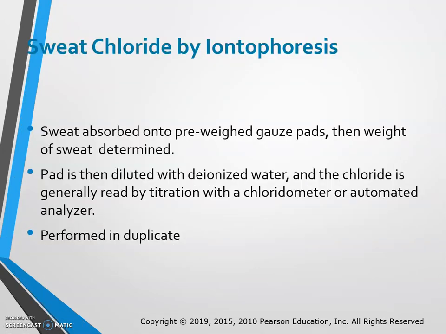The sweat is absorbed onto a pre-weighed gauze pad, then the weight of the sweat is determined. The pad is then diluted with deionized water, and the chloride is generally read by titration. This is performed in duplicate. Again, there is a detailed chart that can be found under the specimen processing lab as well. It will say Chapter 16 chart, and it takes all these lab tests and lays them on the chart for review. Please be aware the sweat chloride level is utilized for cystic fibrosis, but there is also now a blood test, and it's also included in the newborn's PKU screen as well.